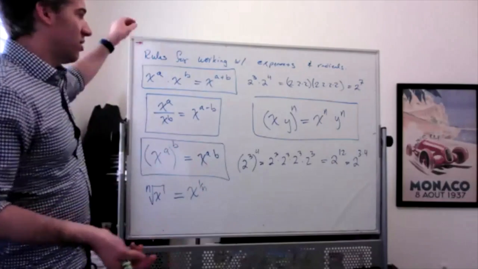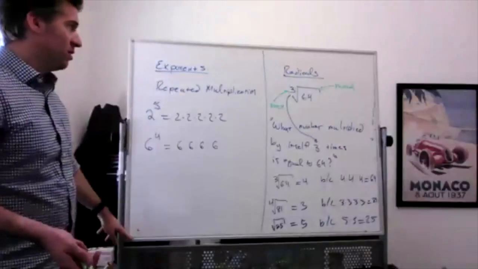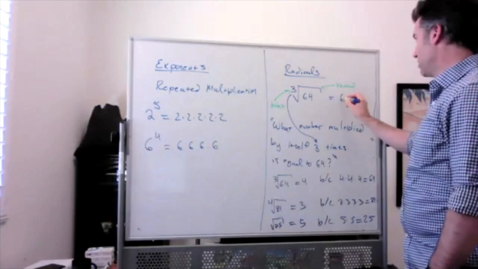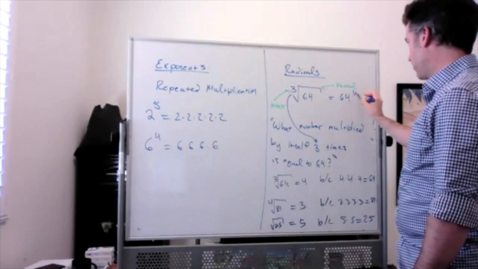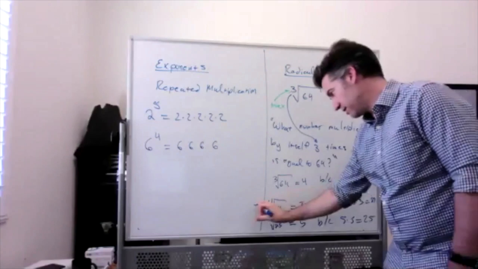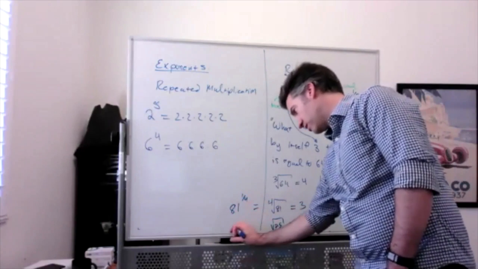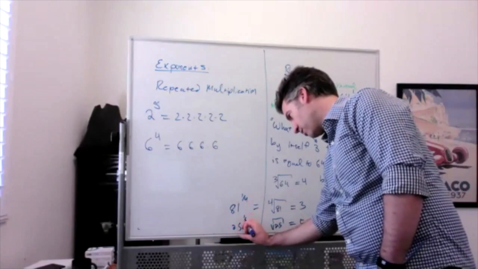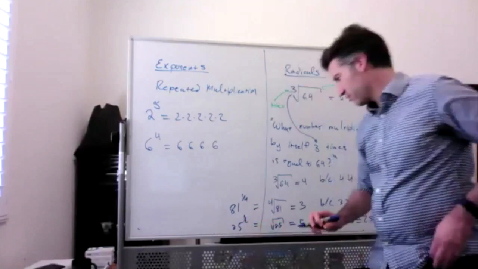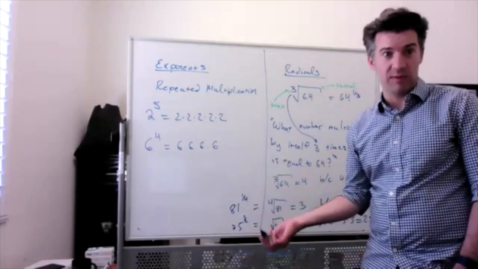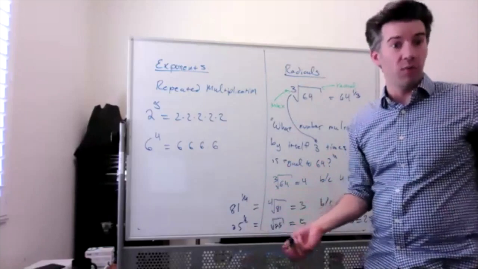So I could always, if I wanted to, instead of writing the third root of 64, write this as 64 to the 1/3. And I could write this as 81 to the 1/4. And I could write this as 25 to the 1/2. Right? You never have to use a radical really ever to express something. You could always use a power if you wanted to.